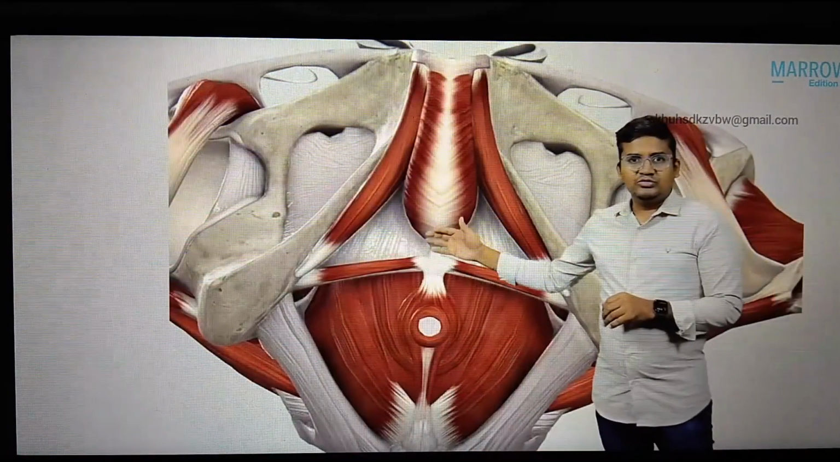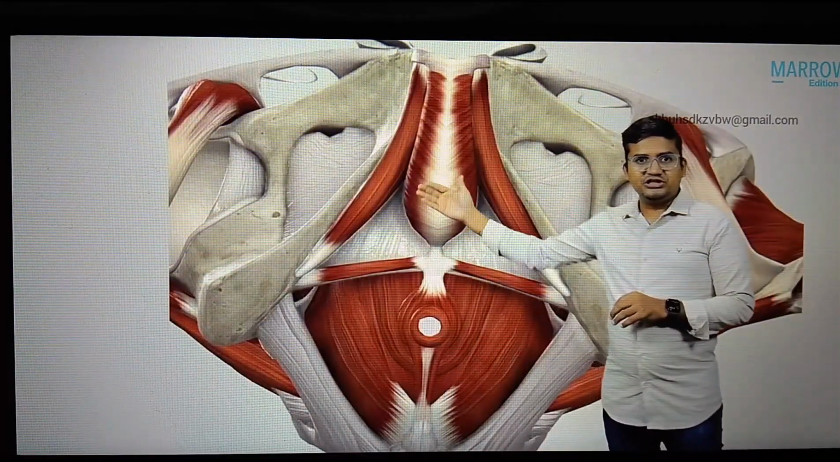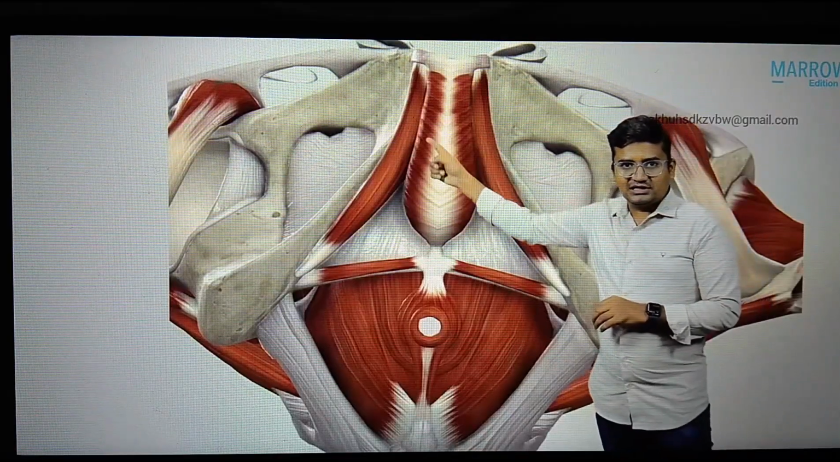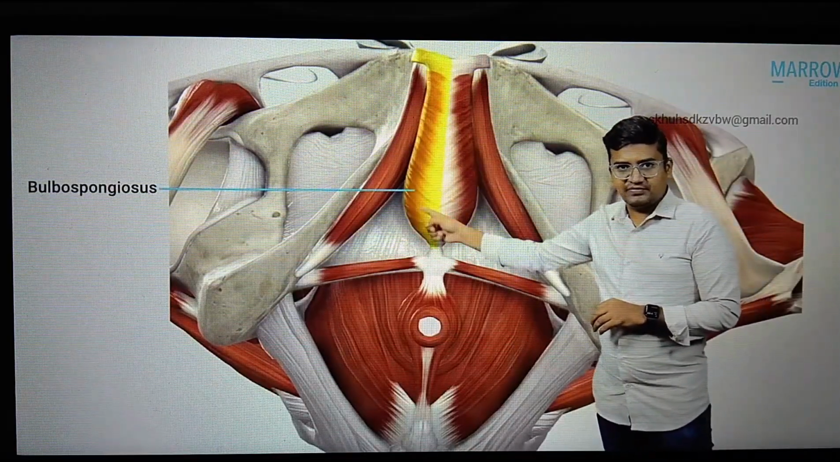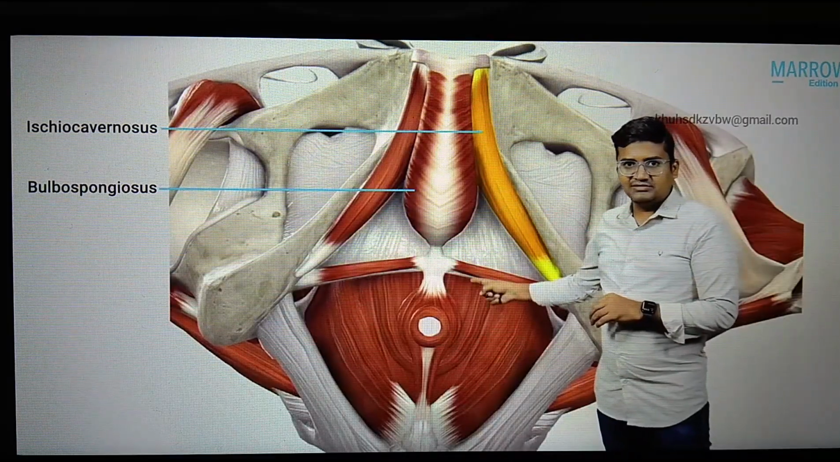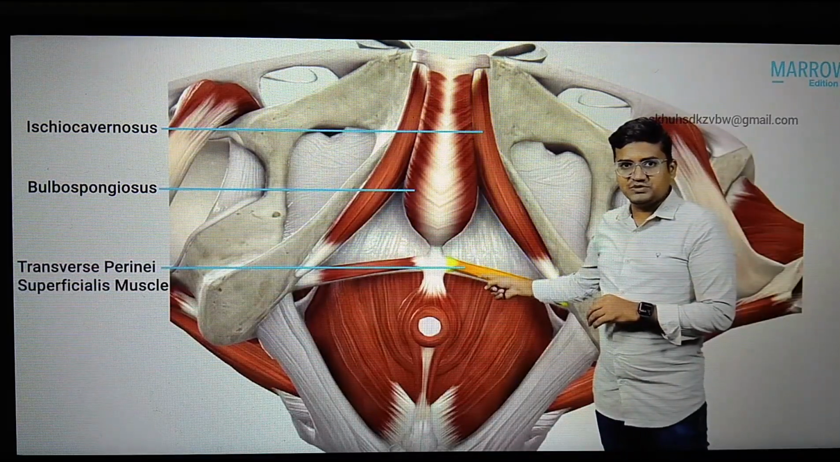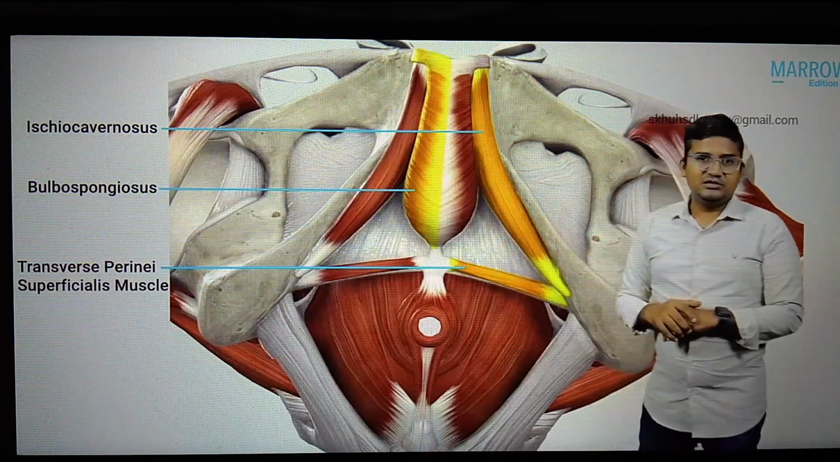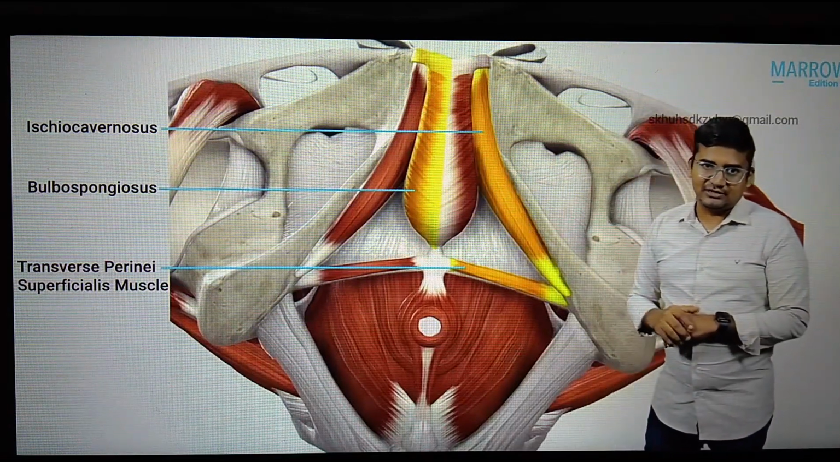Right. So, now we are seeing the superficial perineal pouch. In the superficial perineal pouch, you are seeing the muscle here, that is our bulbospongiosus muscle. Now, this is our ischiocavernosus muscle. And this is our superficial transverse perineal muscle. These three muscles are in the superficial perineal pouch in the urogenital triangle.